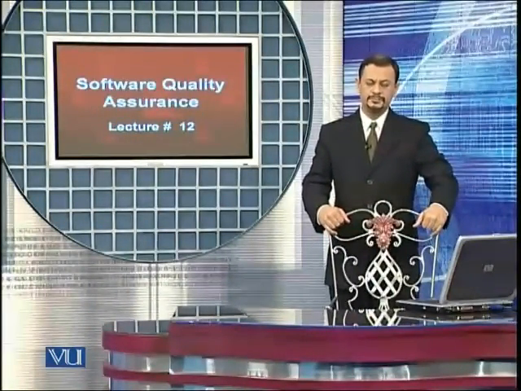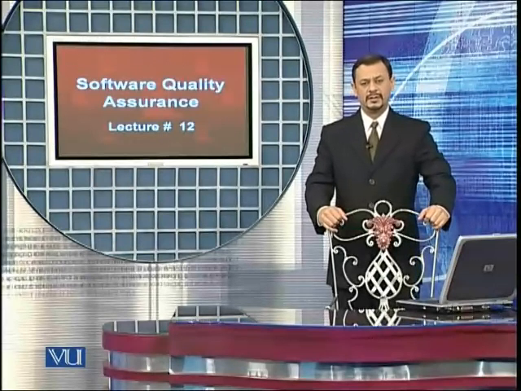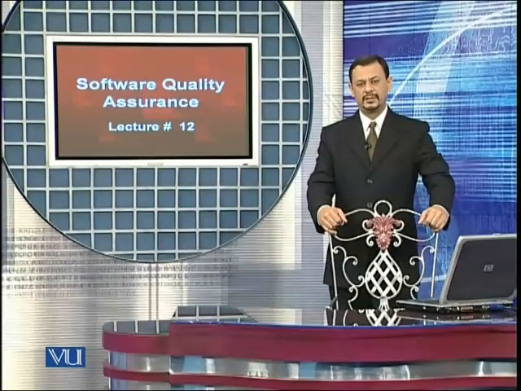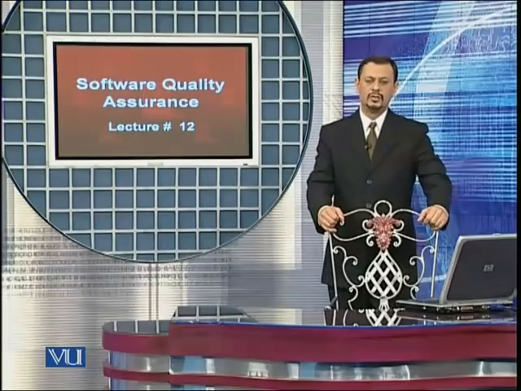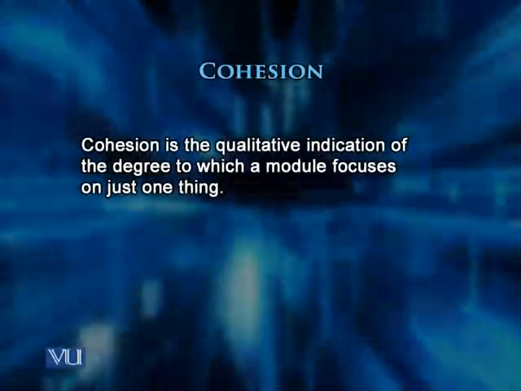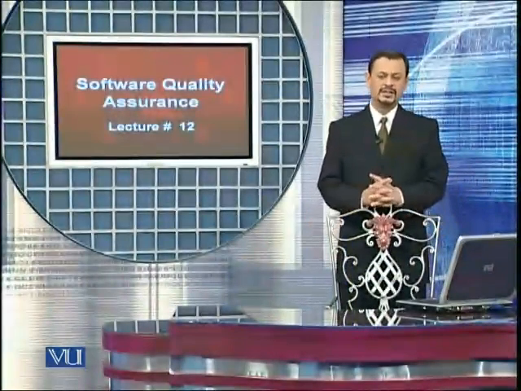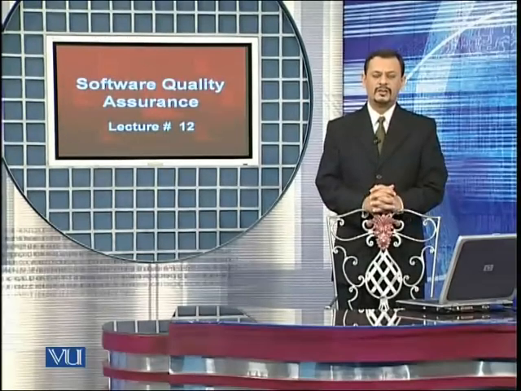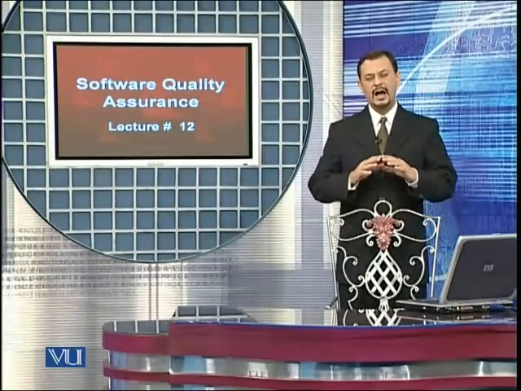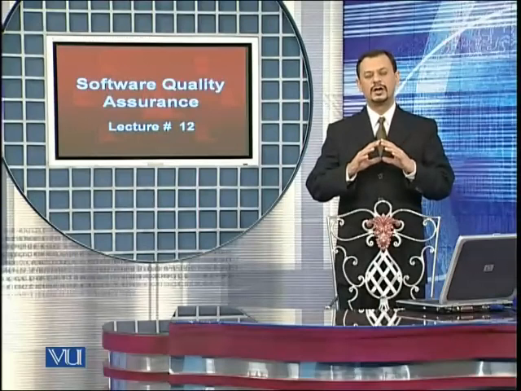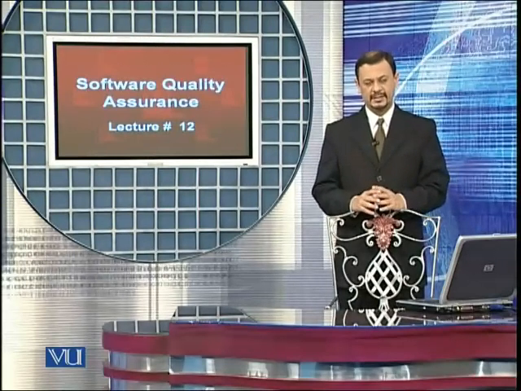Let's now discuss the concept of cohesion. This word has been described at least earlier in this course, and I am positive that you have heard this concept earlier in your education or in your professional lives. Cohesion is the qualitative indication of the degree to which a module focuses on just one thing. Now, this may be a terse, mathematical-looking definition, but I'll explain it in very simple words. Cohesion is a measure of the relative functional strength of a module. How strong a function, how strong a class, how strong a module is, that is what cohesion is.